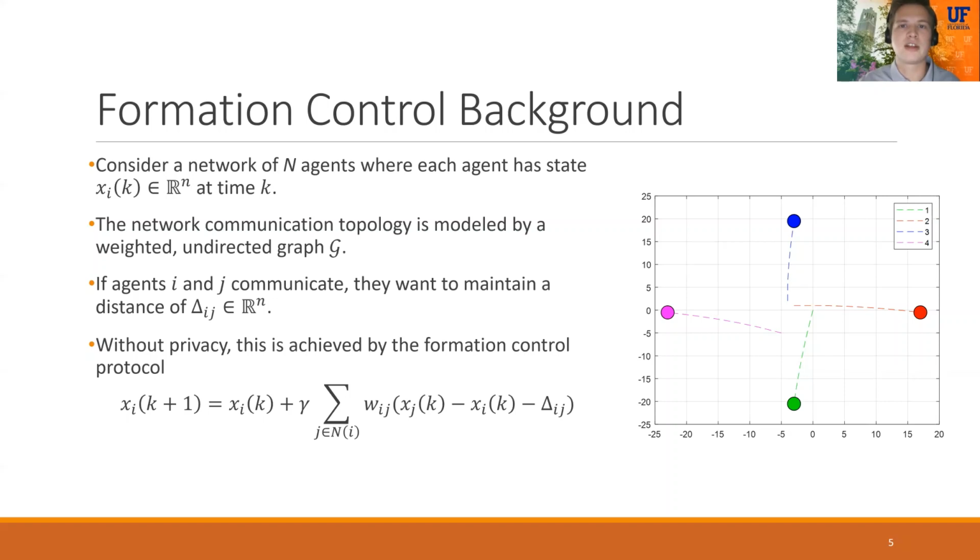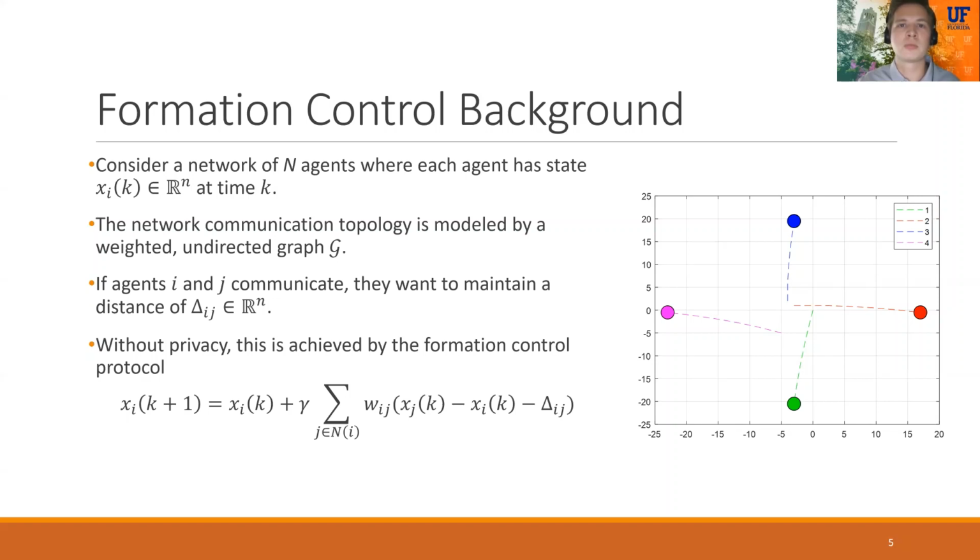And in this controller, Ni is agent i's neighborhood set, or the set of all agents that agent i communicates with. So agent i updates its state with data from its neighborhood. And here we have a simulation of this protocol, and we can see that the agents are getting to their desired inter-agent distances, so this protocol is well suited for what we want to do.